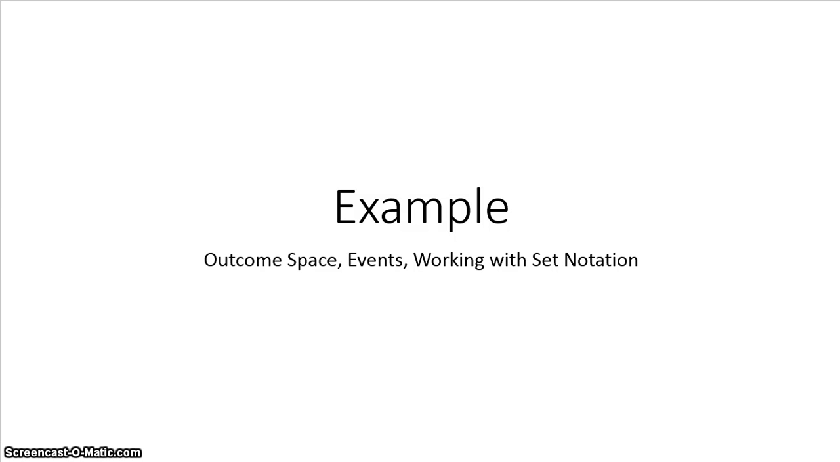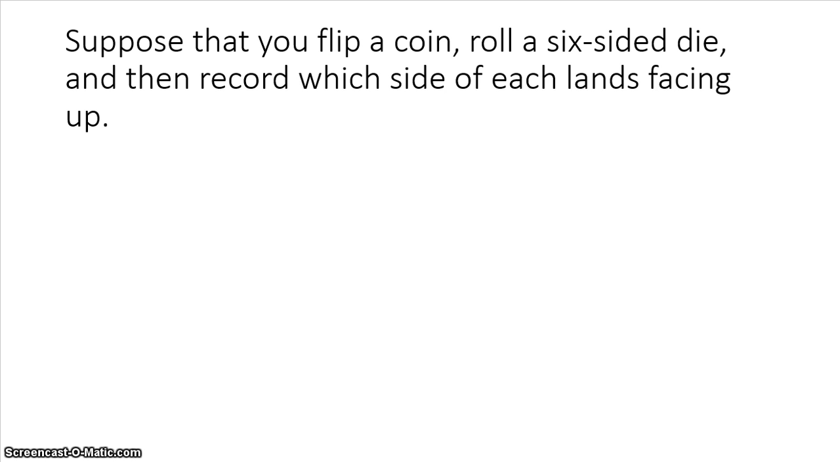Hi, in this video I'm going to do a quick example where we'll look at an outcome space, define a couple of events, and work a little bit with set notation. Now suppose that you flip a coin, roll a six-sided die, and then record which side of each lands facing up.